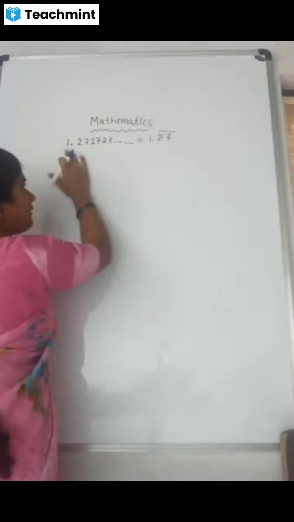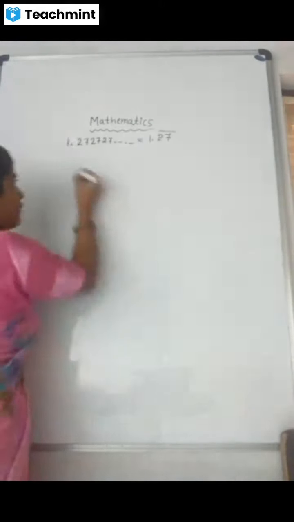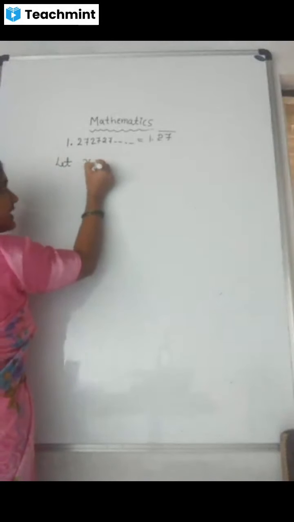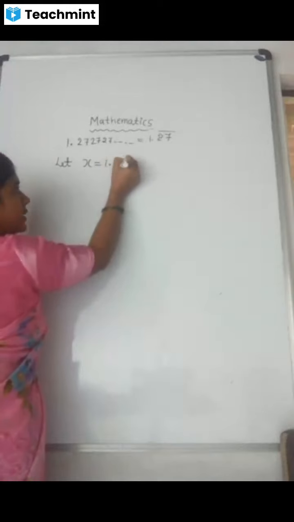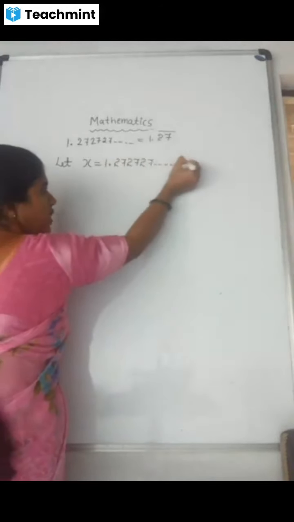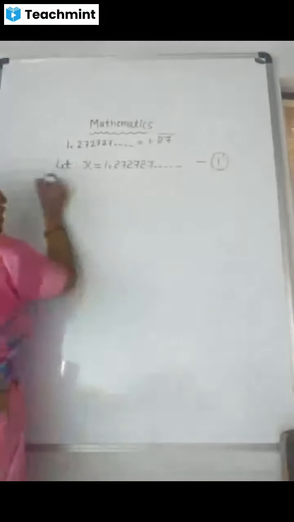1.272727 and so on. Now it is a non-terminating recurring decimal expansion, right? What is the first step? Let x be equal to 1.272727 and so on. Call this equation number 1.